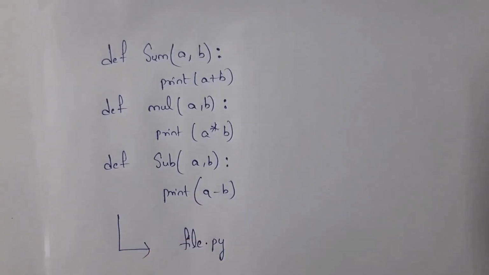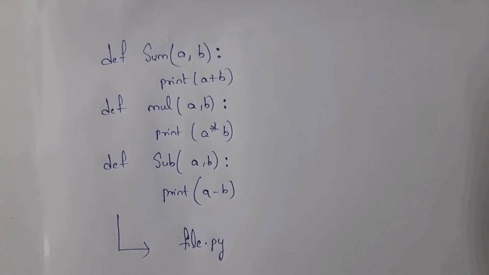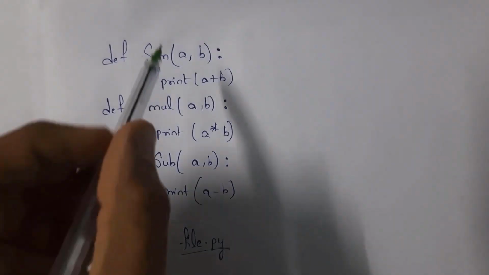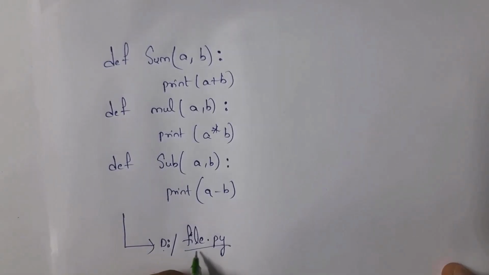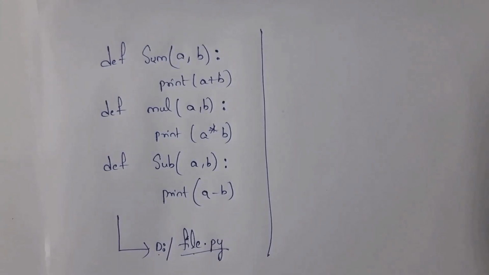After writing this, you need to save this module. I am giving this module name as file.py. You can give any name to your module. Actually, this is a file, but we call this file a module because it is a collection of functions. I saved this file in local disk D. This is how we create a module. Now we need to import this module.